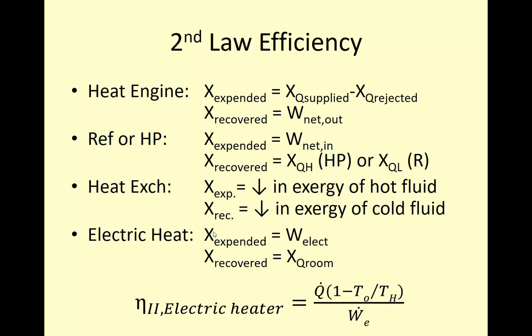For an electric resistance heater, we do it a little bit differently, where the exergy expended is equal to the work of the electric heater, or the electrical work, and then the exergy recovered is the exergy of the amount of heat that's added to the room. And another way to calculate that would be this Q dot, which is the rate of heat added to the room, times 1 minus T0 over TH, where TH is the temperature of the room, and T0 is the temperature of the outdoor space or the atmosphere surrounding. And then the W dot E is just the electrical work input to the system.